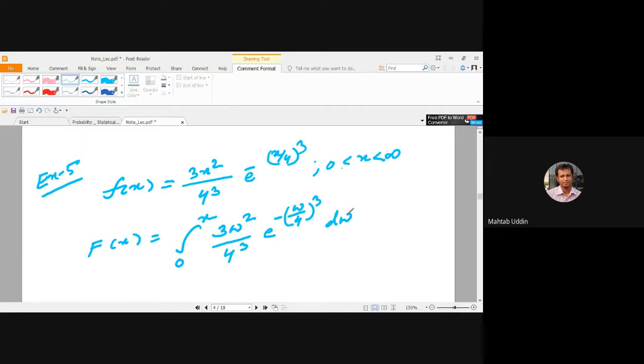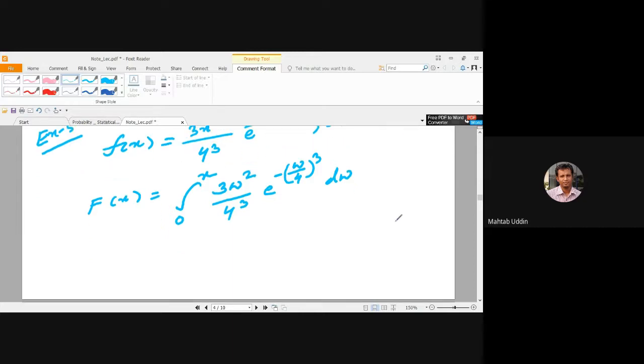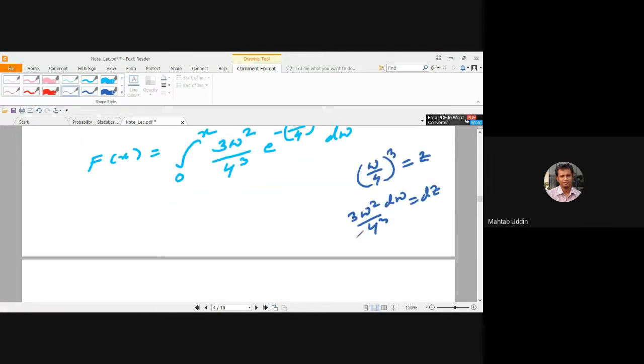If you think you can use the UV method, you are wrong because the substitution is available. If I take (w by 4) whole cube equal to say z, then actually this is w cube by 4 cube. So if I differentiate, I will get 3w square dw divided by 4 cube. Can I write it? Do you understand?